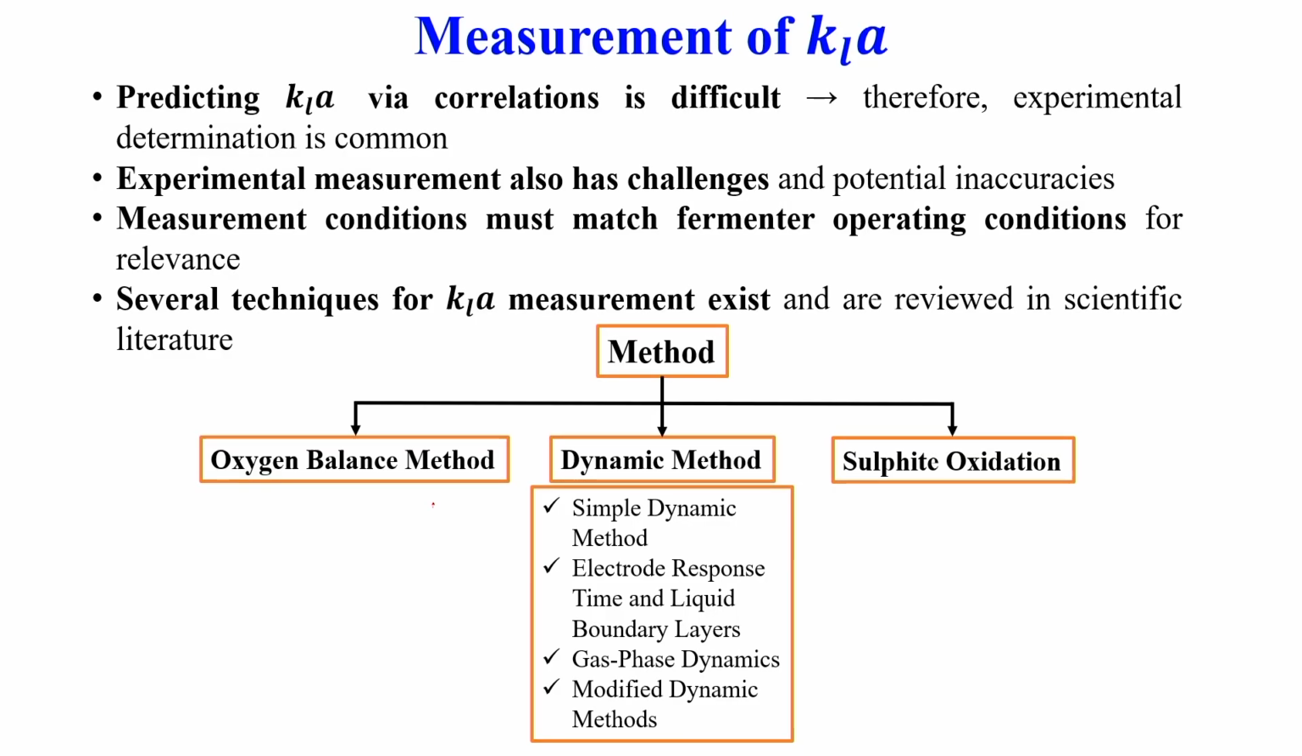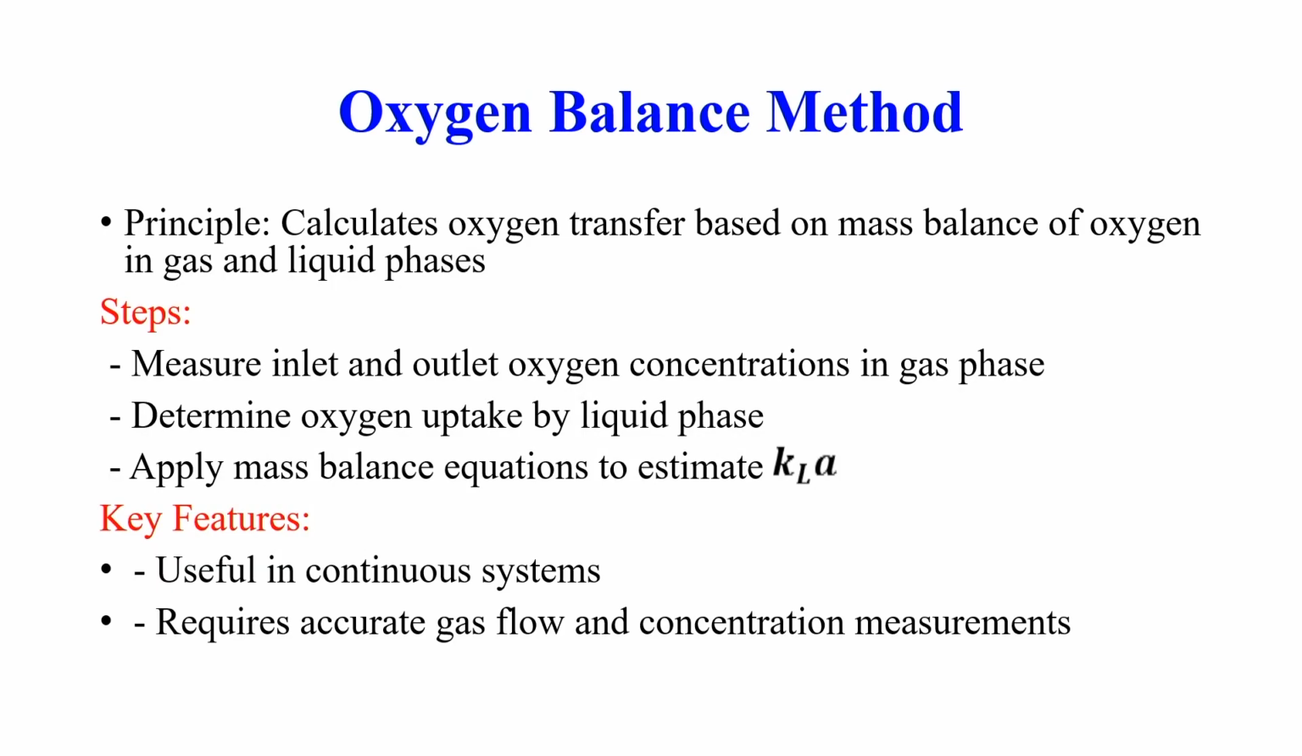As I discussed initially, there are the oxygen balance method, the dynamic method and the sulfite oxidation method. So, we will be discussing them one after the other. First is the oxygen balance method. As the name suggests, we are going to calculate the oxygen transfer based on the mass balance of oxygen in the gas and liquid phases.